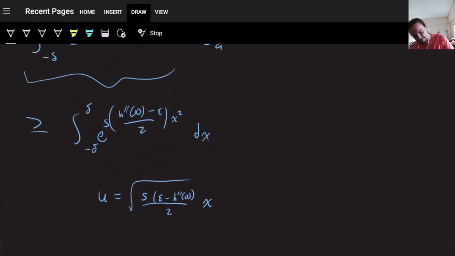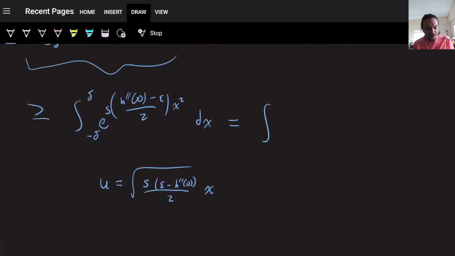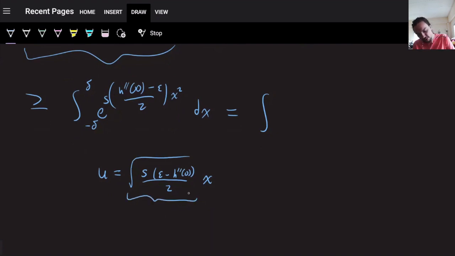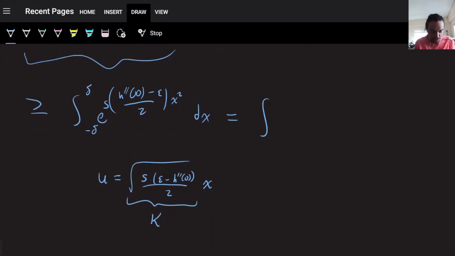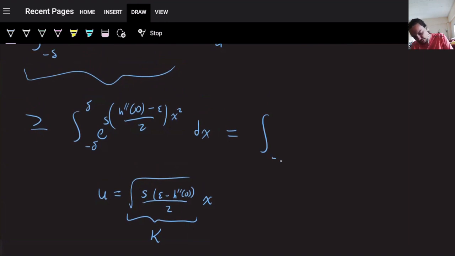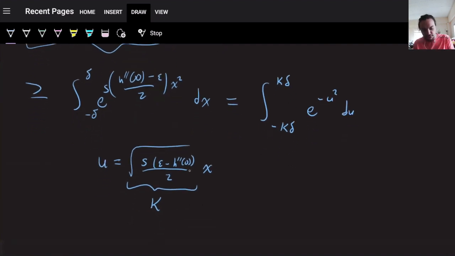So this guy. And then what do the integral bounds end up being? Well, I'm going to call this thing k or something like that. And then I'm going to get minus k delta to k delta, the integral of e to the minus u squared du. But then what's du? It's equal to this thing dx. So now I need to multiply by 1 over k.